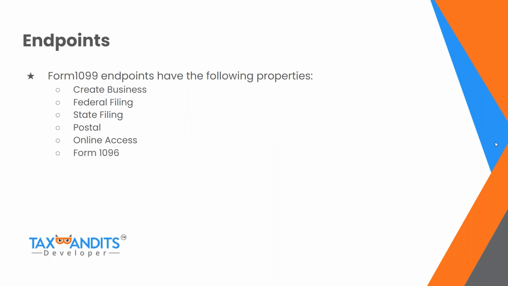When you're ready to begin your 1099 form filing, we have several endpoints for you to utilize. You can create businesses, create federal and state filing forms, enable postal mailing or online access, and also generate Form 1096. You can find extensive documentation on all these properties in our development console.